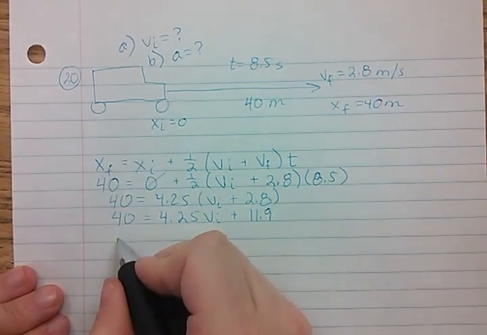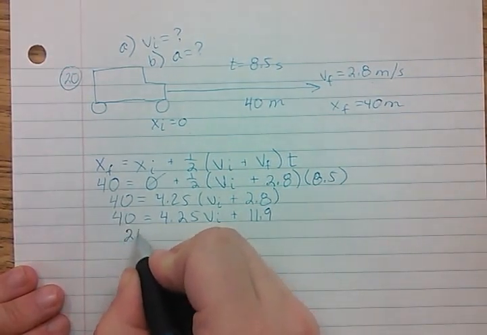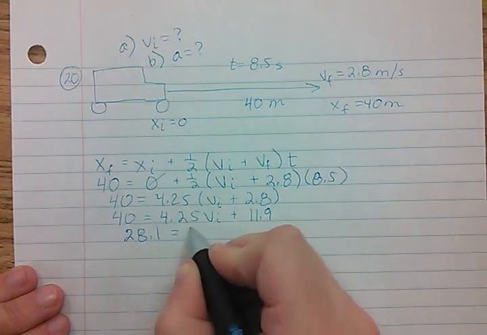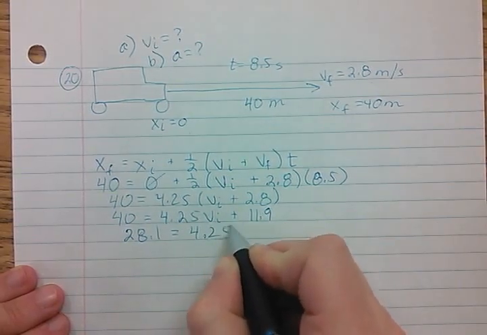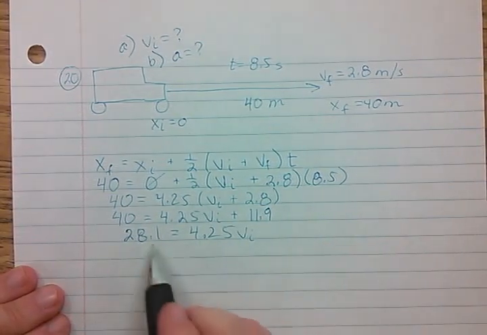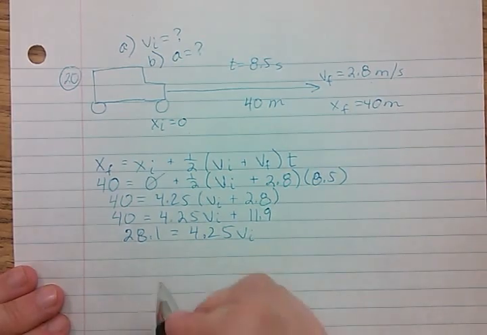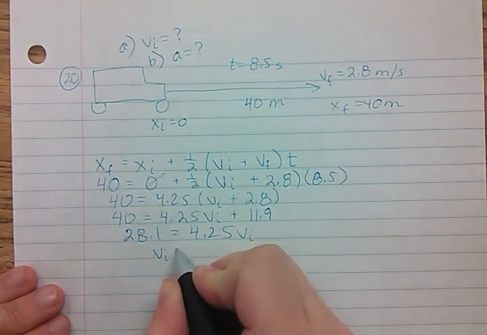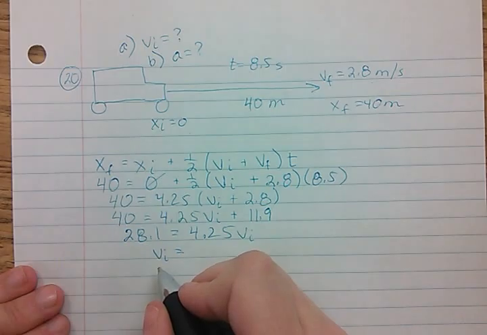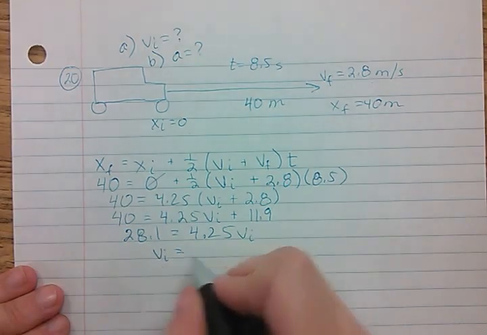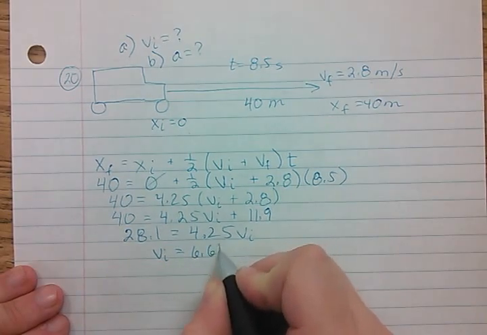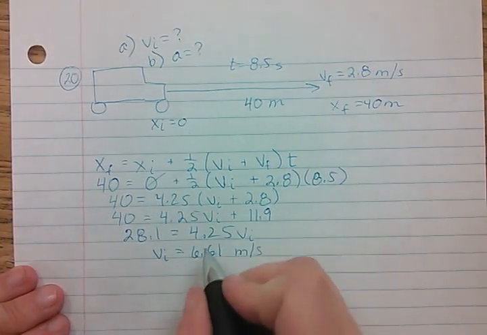Subtract 11.9 from both sides. Divide both sides by 4.25, and you get that the initial speed of this truck is 6.61 meters per second.